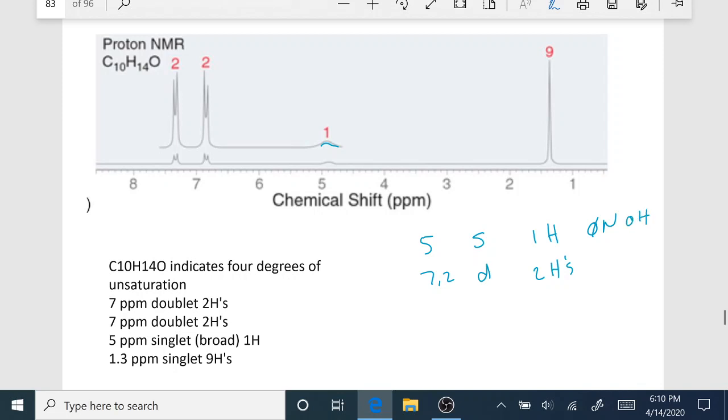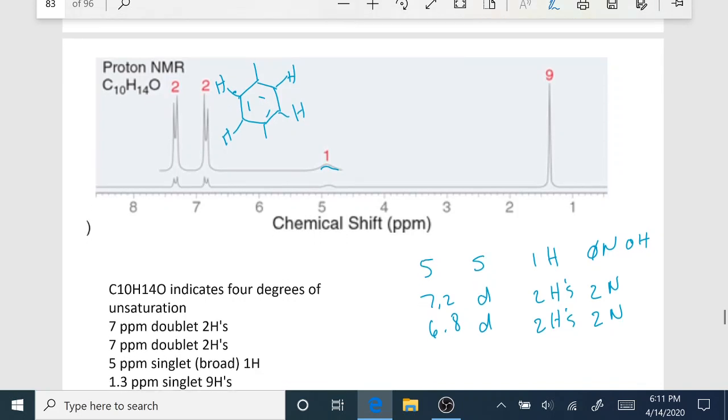At 7.2, we have a doublet. We have 2 hydrogens. That means they have 2 neighbors. And at about 6.8, we have a doublet. That's 2 hydrogens with 2 neighbors. That means for this aromatic region, notice it's around 7, we've got 2 sets of 2 equivalent hydrogens. That means we have a di-substituted benzene ring, right?